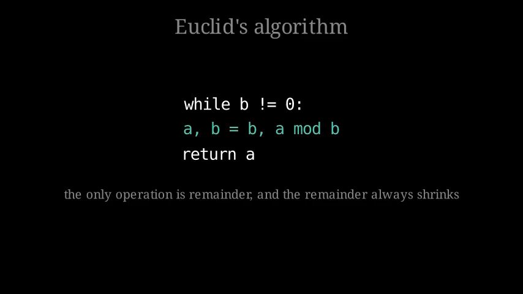How do you know it does not just run forever? Because each remainder is strictly smaller than the one before it. The process cannot run forever. It must reach 0 and it must stop.